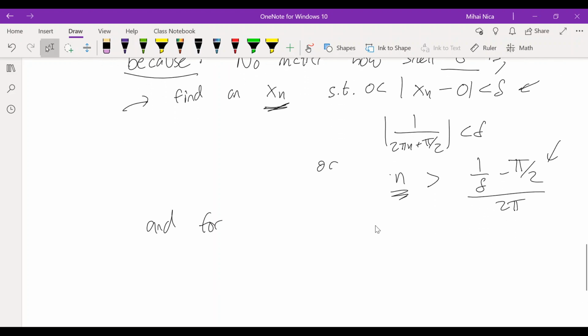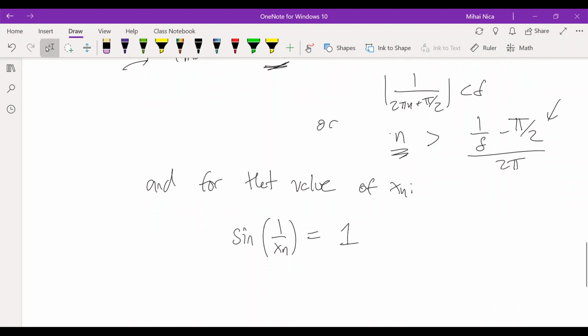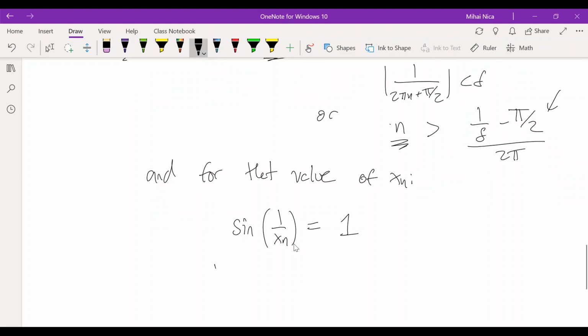And for that value of xn, sine of 1 over xn equals 1. And if sine of 1 over xn equals 1, then what about this? The absolute value of sine of 1 over xn minus 0 is equal to the absolute value of 1 minus 0, which is 1, which is bigger than epsilon, which is a half.